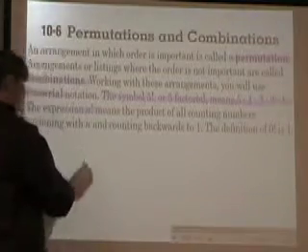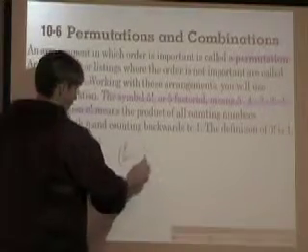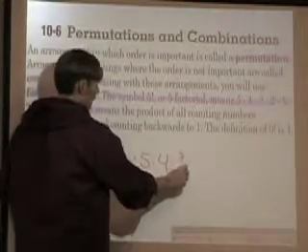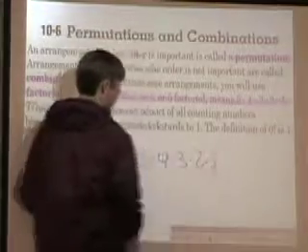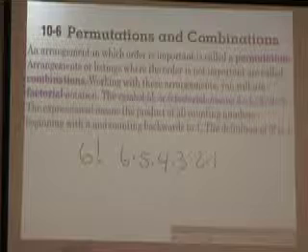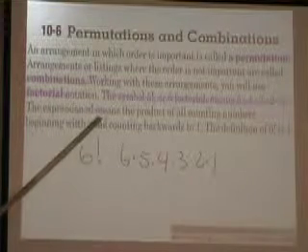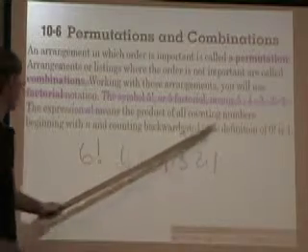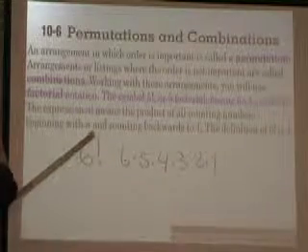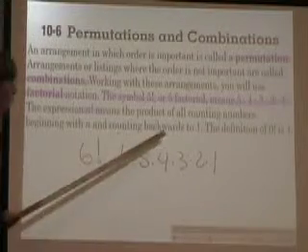So the number 6 factorial, that's 6 times 5 times 4 times 3 times 2 times 1. That's something we're going to need to use today. It's going to be huge. The expression n factorial means the product of all counting numbers beginning with n. So you can put in for n like 10 or something. You're counting backwards to 1.